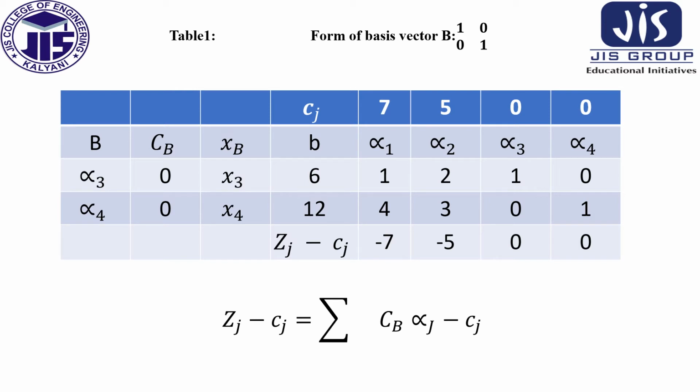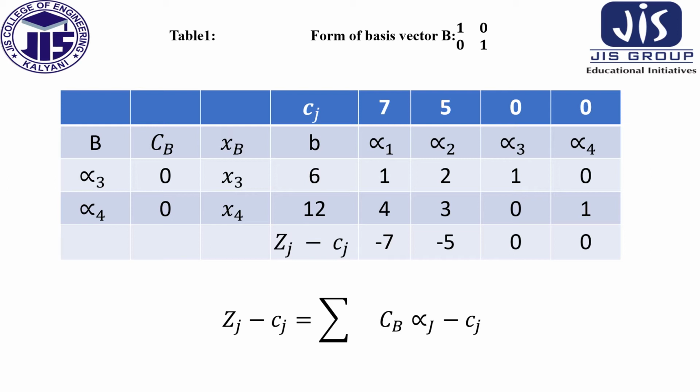So how can we fill up the alpha 1 column? This is the coefficient of the x1 variable. So the coefficient of x1 in the two constraints: for the first constraint the coefficient of x1 equals 1, and for the second constraint the coefficient of x1 equals 4. So this will be 1, 4. Alpha 2 is the coefficient of the x2 variable, so for the first constraint the coefficient of x2 equals 2 and for the second constraint the coefficient of x2 equals 3. So this will be 2, 3.